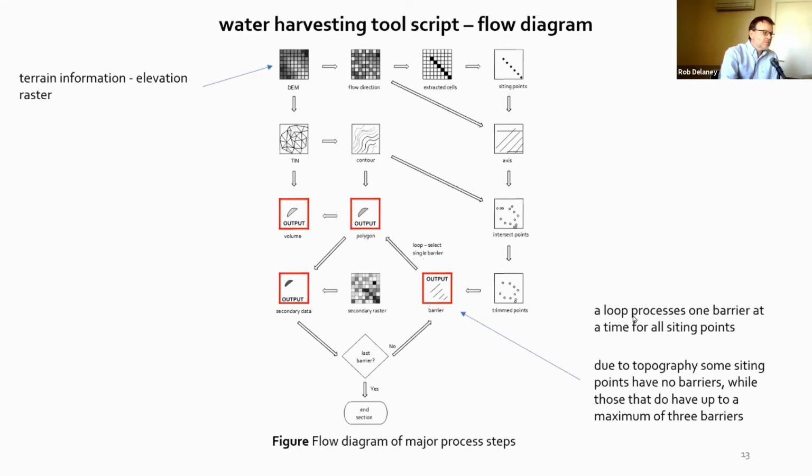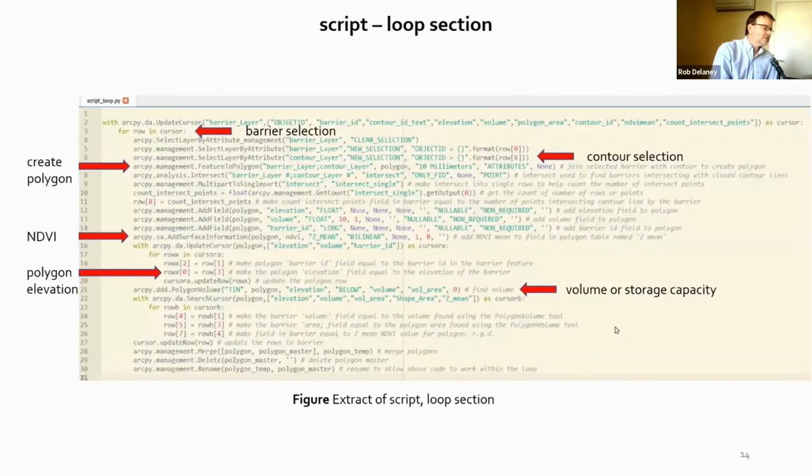Although some sighting points may not create a barrier because of the topography, and some sighting points may just have one barrier, up to 3 barriers in a different model. So there's a loop that goes through, and it basically will go through every single barrier, and obtaining the volume and the polygon. This is a script of the loop.